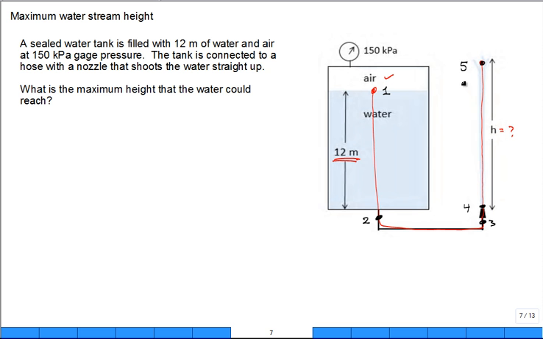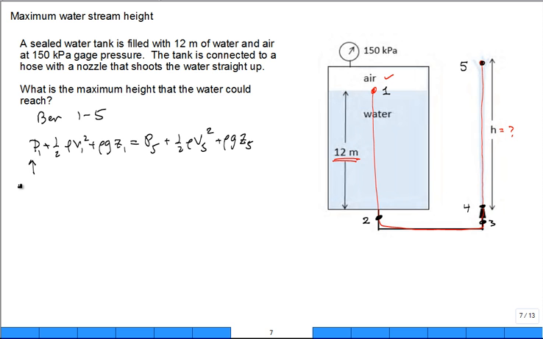Apply Bernoulli from 1 all the way to 5. So we have P1 plus 1/2 rho V1 squared plus rho g Z1 equal to P5 plus 1/2 rho V5 squared plus rho g Z5. That makes sense? Okay. How about the pressure at 1? Well, that's 150 kPa. So that's non-zero. How about the speed at 1? Large tank compared to the small diameter outlet of the nozzle. Negligible?